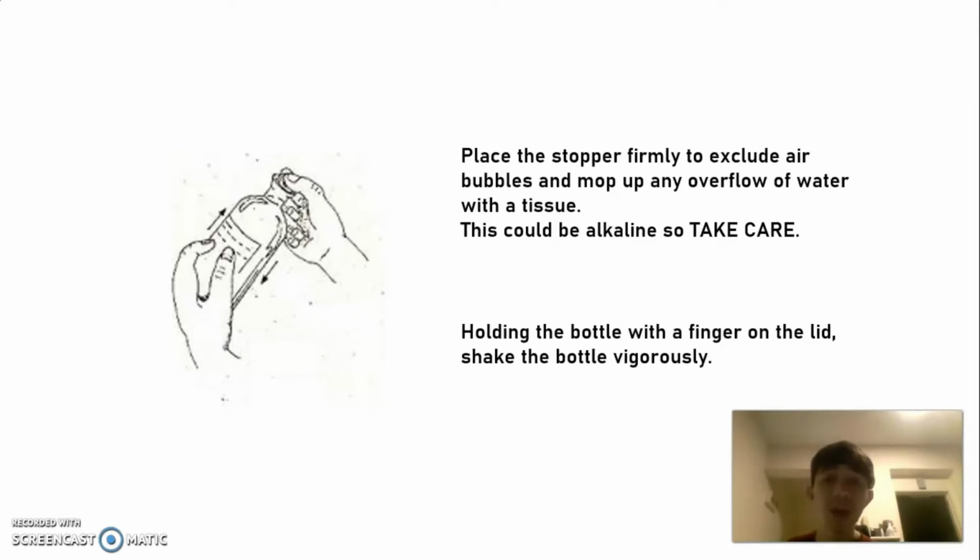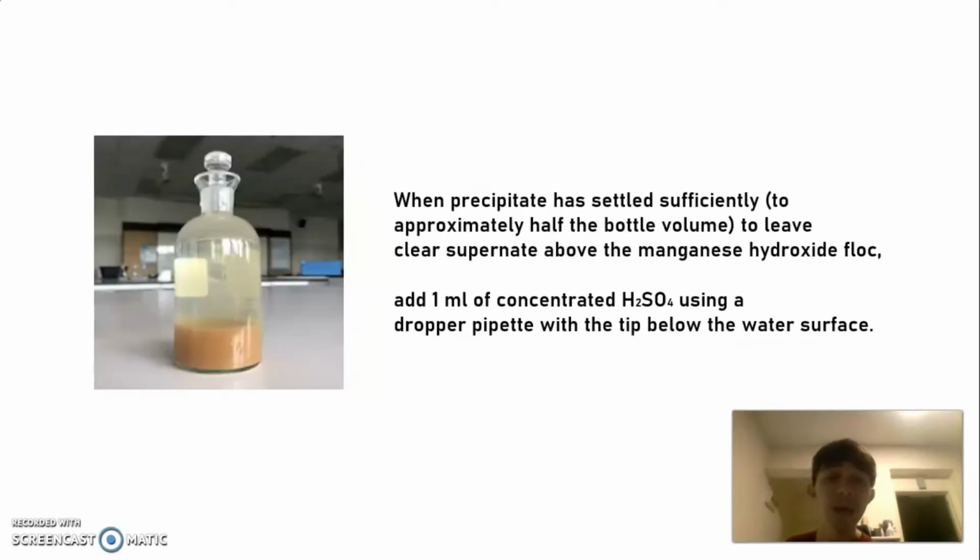This could be alkaline, so we need to take care of it. Next, we need to hold the bottle with a finger on the lid and shake the bottle vigorously. Then wait until the precipitate has settled to approximately half the bottle volume, to leave clear supernatant above the manganese hydroxide.